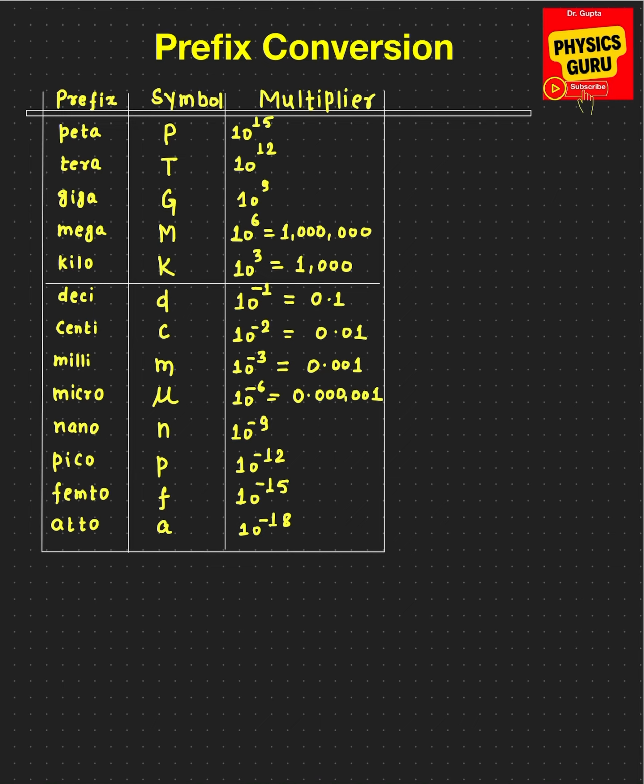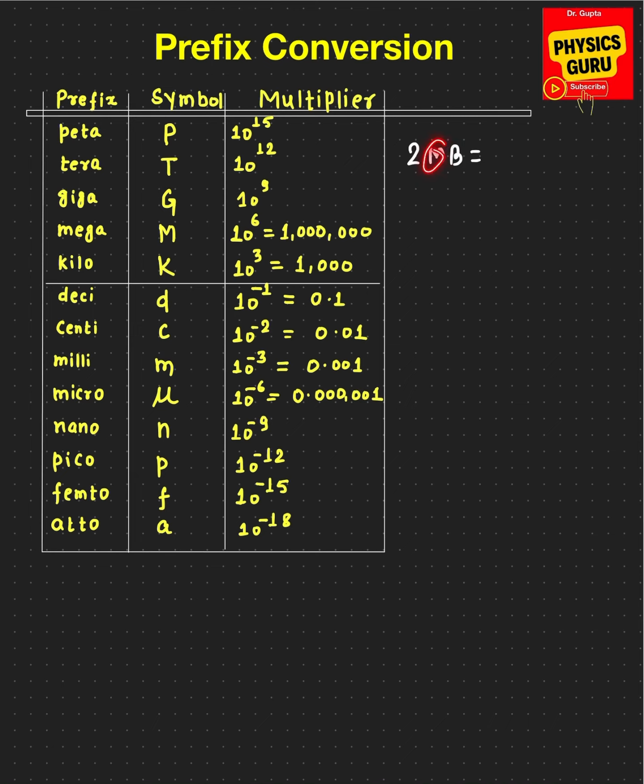Let's say I have 2 megabyte and I want to convert this 2 megabyte into byte. So how do I do that? First thing, this M here that we call mega is called the prefix. So we have to convert 2 megabyte into byte.